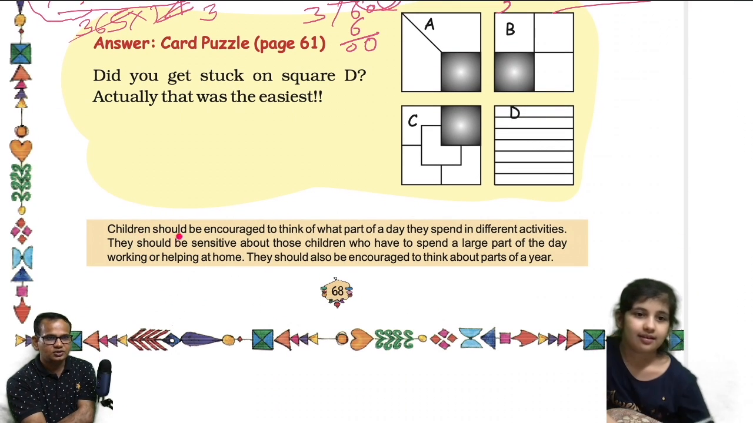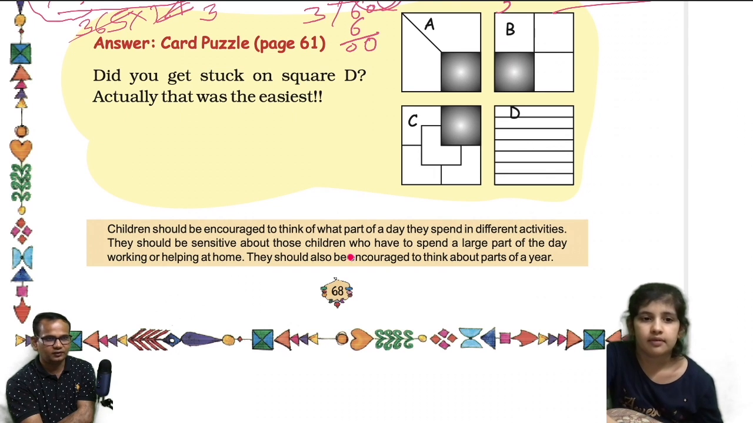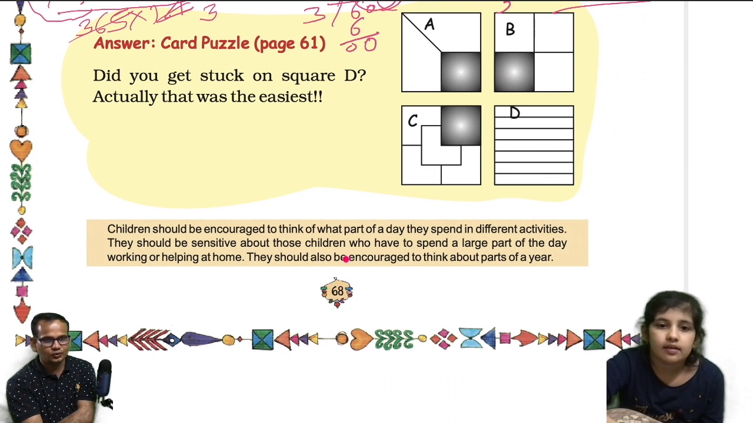Children should be encouraged to think of what part of a day they spend in different activities. They should be sensitive about those children who have to spend a large part of the day working or helping at home. They should also be encouraged to think about parts of a year.